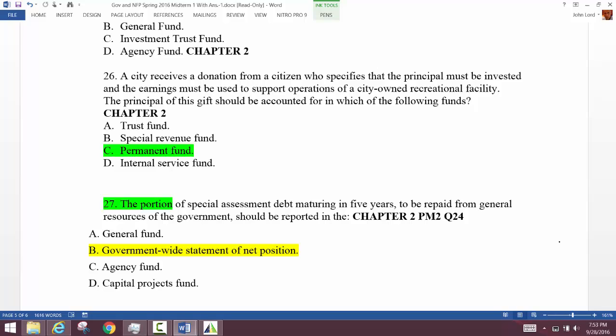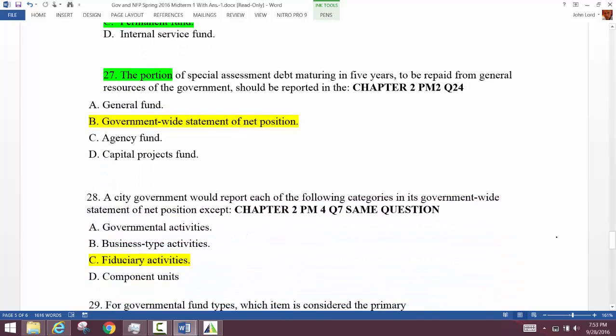Okay, good. Now you come over and you take a look at number 27, and we say that a portion of special assessment debt maturing in 5 years, if it's maturing in 5 years, is it current or non-current?